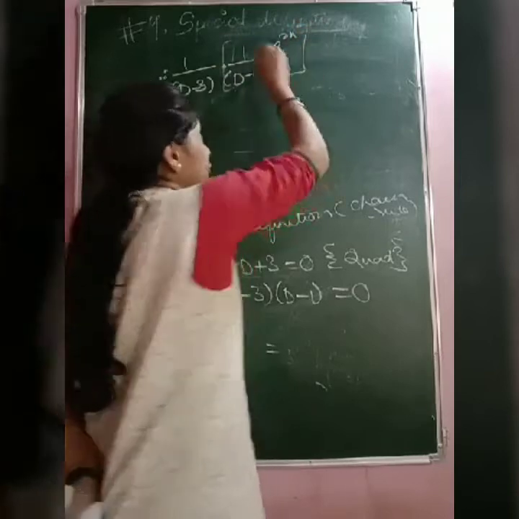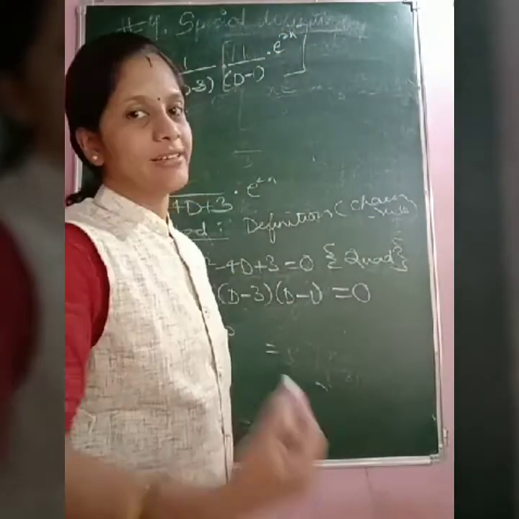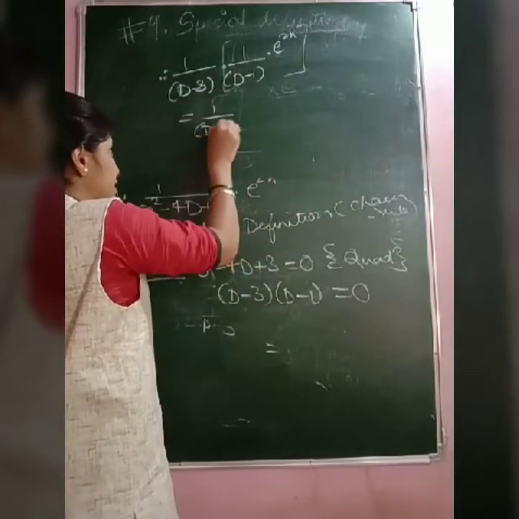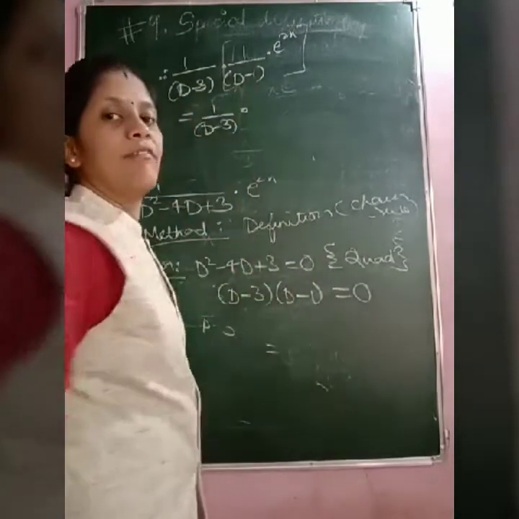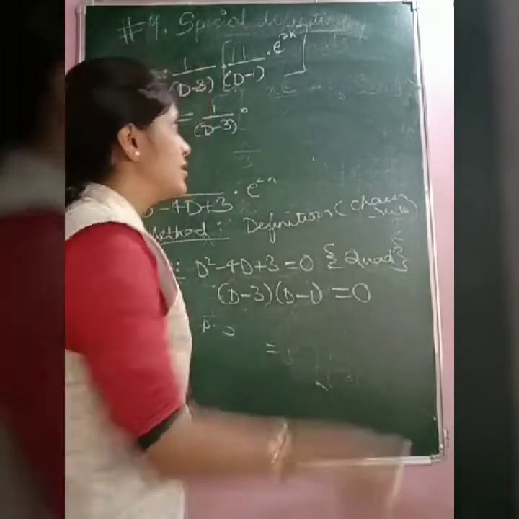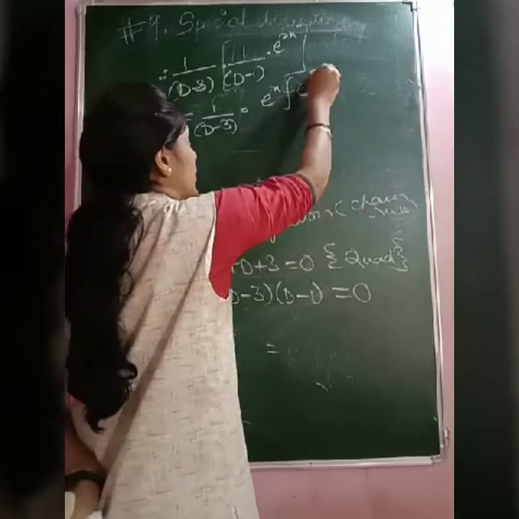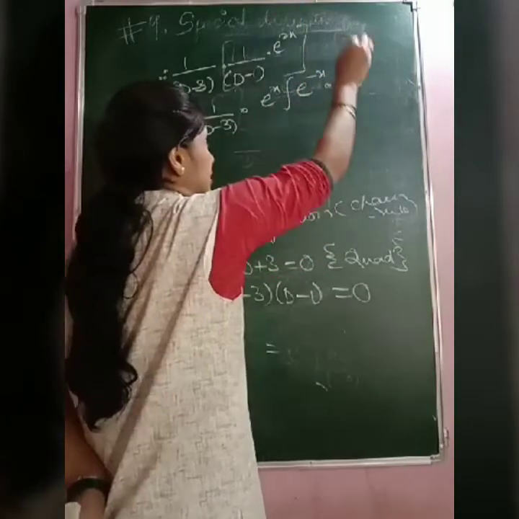So firstly, for this we are going to use the definition. This can be written as 1 by D minus 3 as it is I will keep. Now 1 by D minus a of X: e raised to ax, here e raised to x, integration e raised to minus x, and what is our capital X?